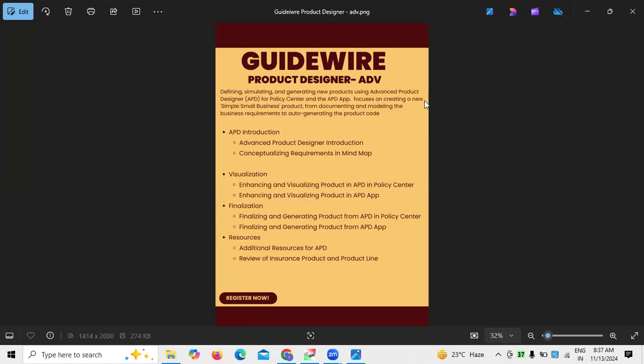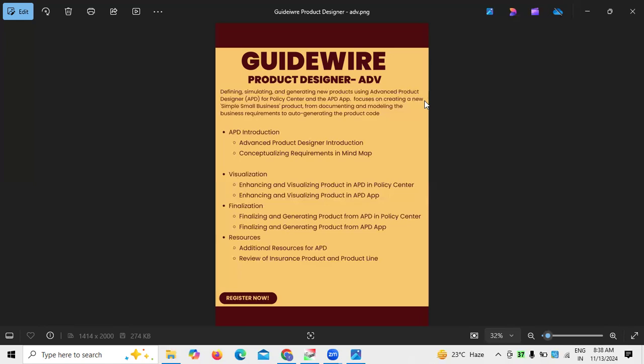Next, finalization, wherein we need to finalize and generate the product by understanding the architecture of the product, especially from the PolicyCenter point of view. At the same time, we need to finalize and generate the products from the APD application, and development is also one of the key elements on the finalization side.